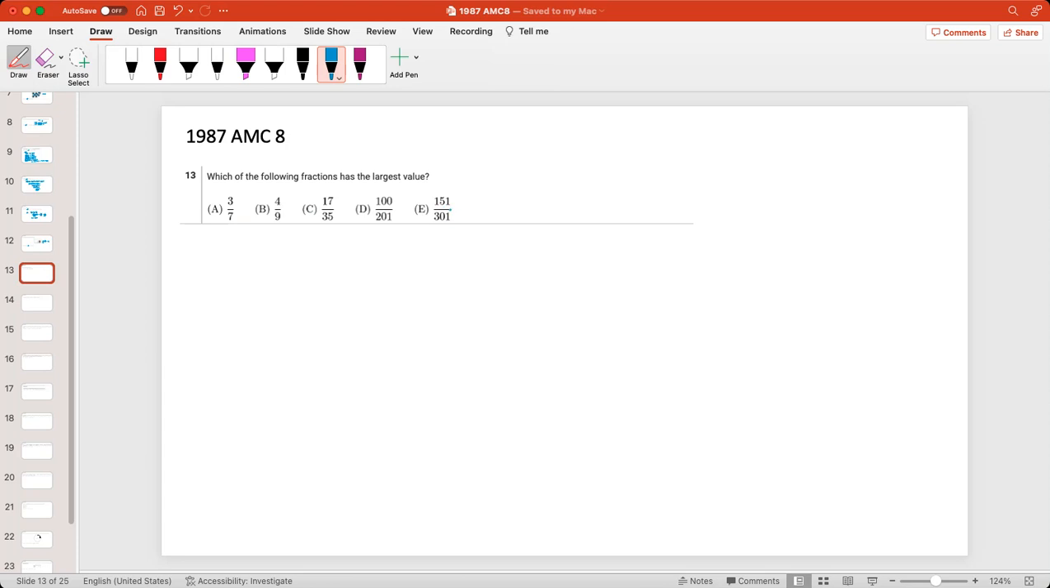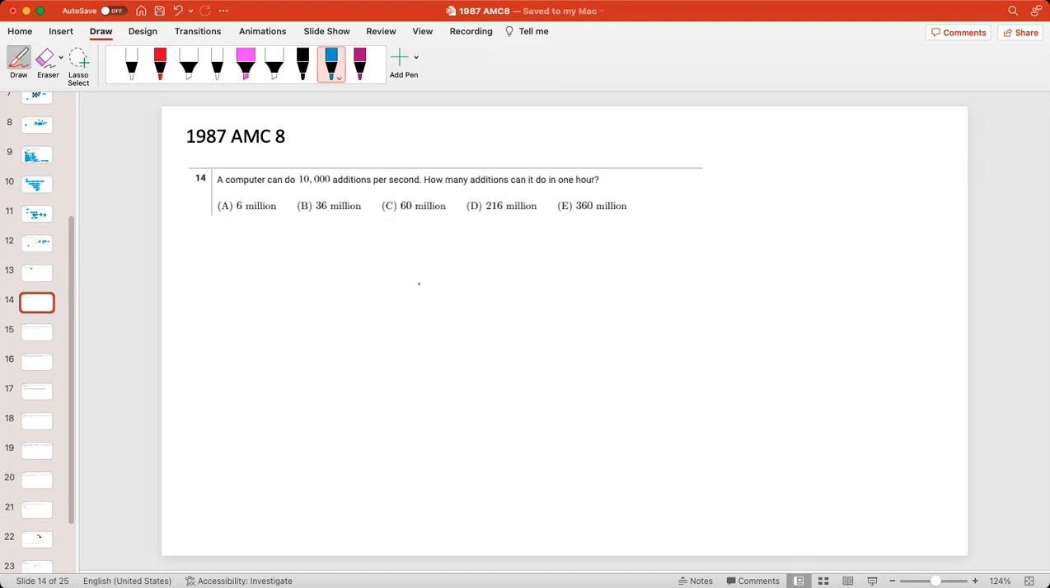But look at this number. This is slightly more than half. What is half of 301? It's 150.5. But this is 151. So this number has the largest value. Okay, so only this is more than half. Everything else is less than half.